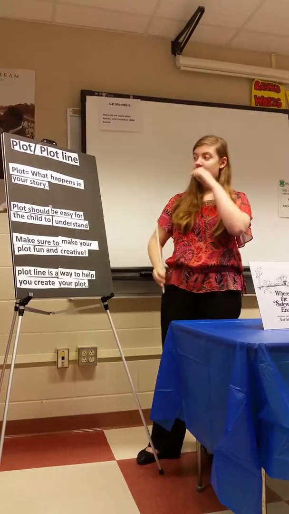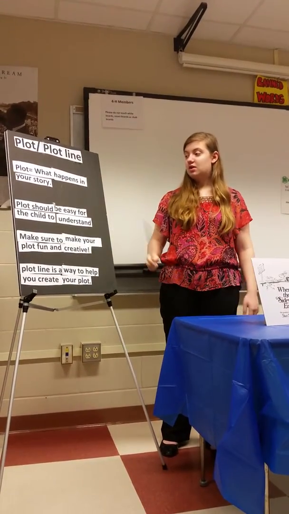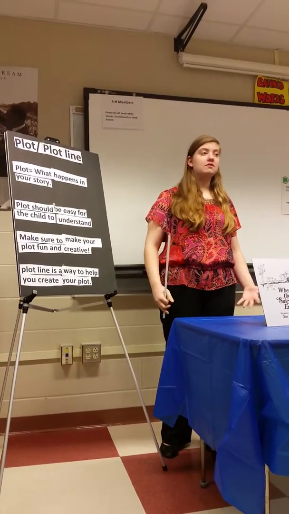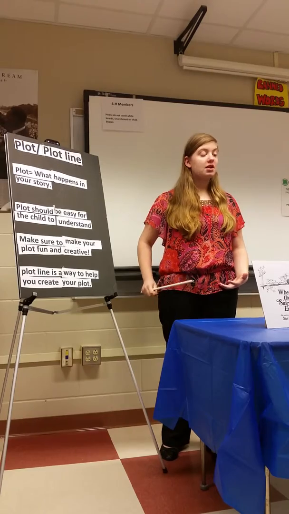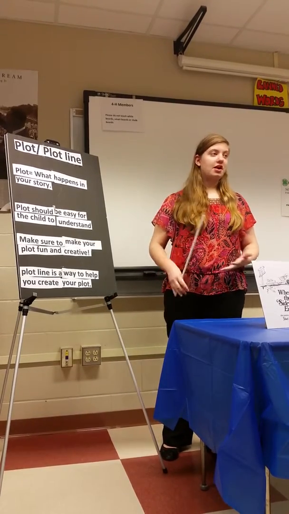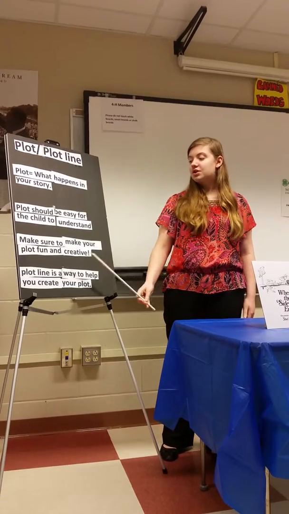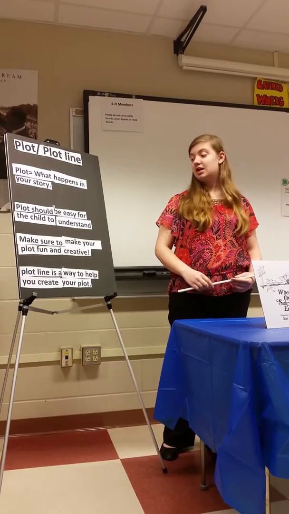Next is plot and plot line. Plot is what happens in your story, again, what occurs. Plot should be easy for the child to understand. You shouldn't make it too complicated, so the child doesn't get confused on what's happening. You want to make it kind of straightforward and to the point, but still creative. Make sure to make your plot fun and creative, so the child is entertained while they're reading it.